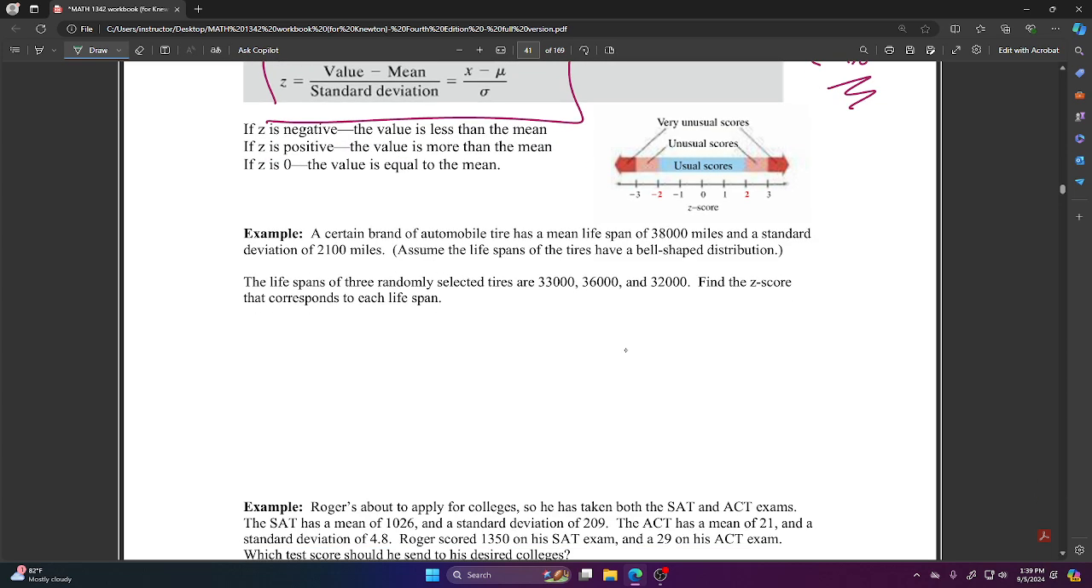So here we go. A certain brand of automobile tire has a lifespan of this much and a standard deviation of that. So we have the mean, the standard deviation, and it says we have 3 different tires selected. What are the z-scores? It's like the boss says, here are 3 tires, test them out, tell me what you think, and where do they fall on the bell curve, okay? There's a part B to this, which I'll explain, but let's get through this. For the first one, I need the value itself, so that'll be 33,000 minus the mean, 38,000, all divided by the standard deviation, 2100.